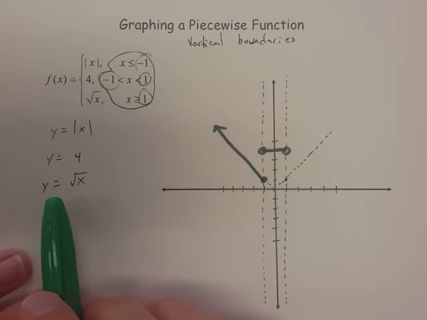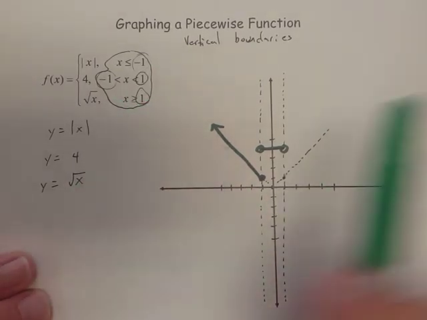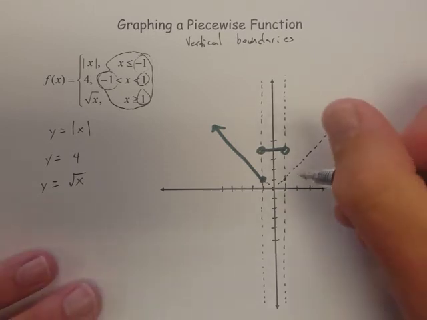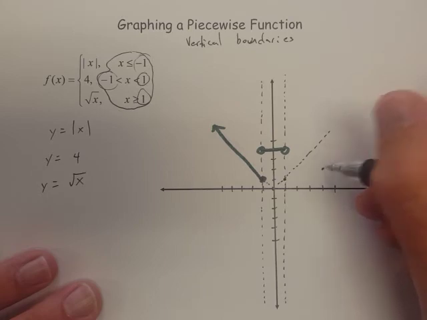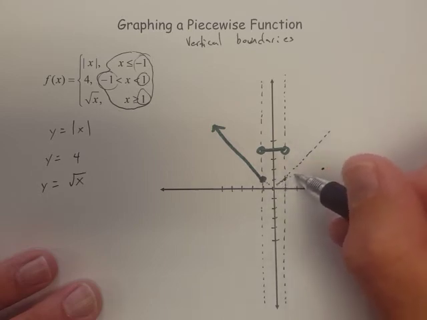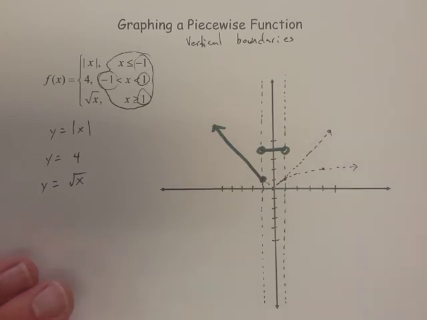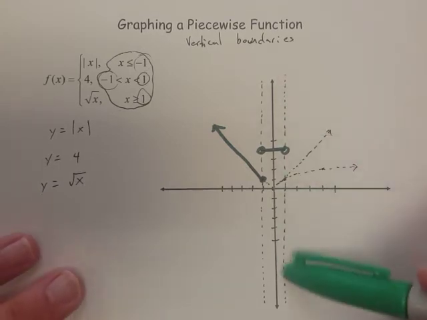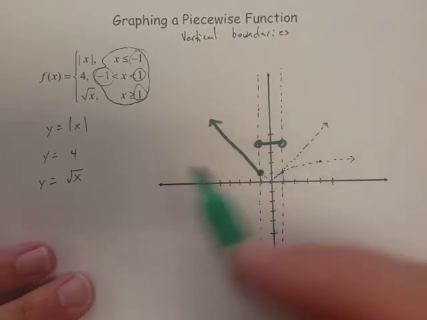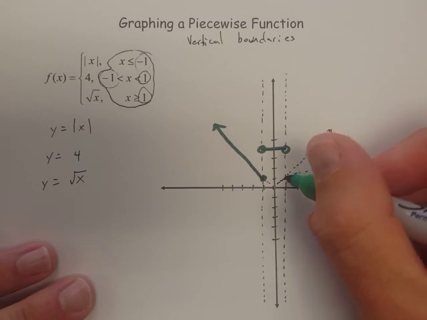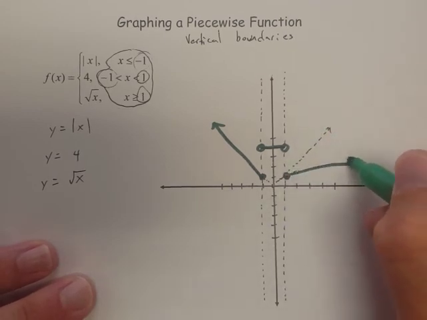Finally, we've got the right side. x is greater than or equal to 1 for square root of x. Square root of x is a graph that kind of looks like this. It looks a bit like that. We only want the part that is to the right-hand side of this vertical line, and also because of the equal to bar, we're going to fill in the dot right here and then shade in that direction.